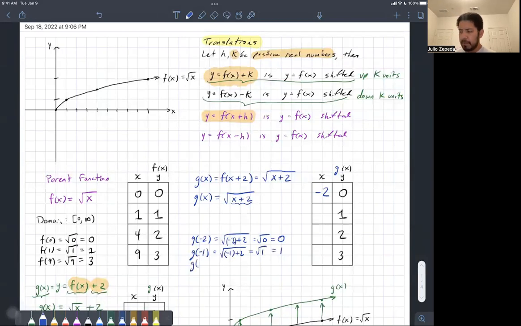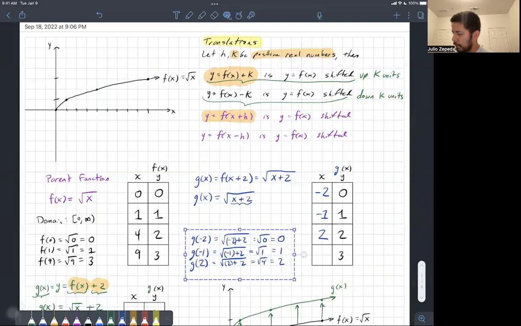What's the pattern here? Maybe if we don't see it yet, let's try another one. If we want our output value to be 2, then we need to get the square root of 4, which means that x would need to equal 2 in g. So we need to plug in 2, which gives us the square root of 2 plus 2. This is the square root of 4, which is 2. So I had to plug in an input of 2 to get an output of 2.